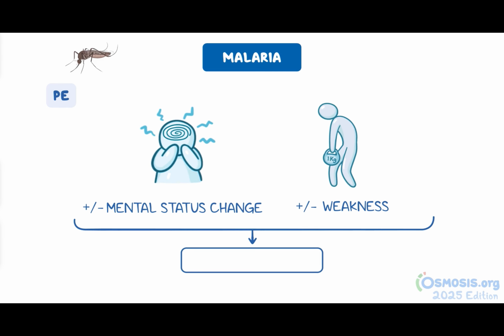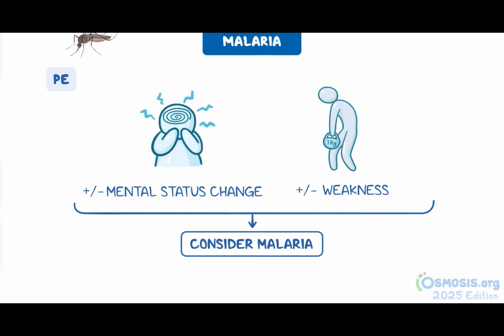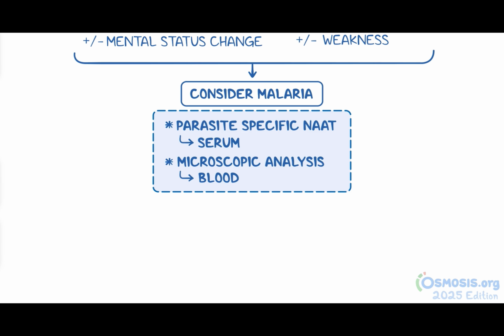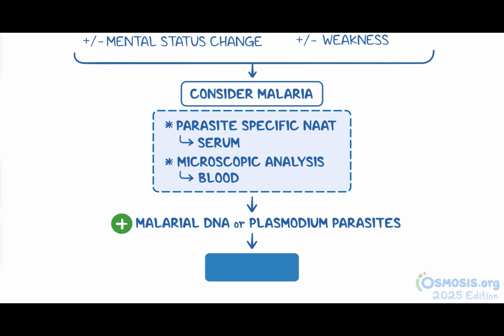With these findings, consider malaria and order parasite-specific NAAT of the serum or microscopic analysis of the blood. If the NAAT is positive for malarial DNA or the microscopic analysis shows visible Plasmodium parasites, diagnose malaria.